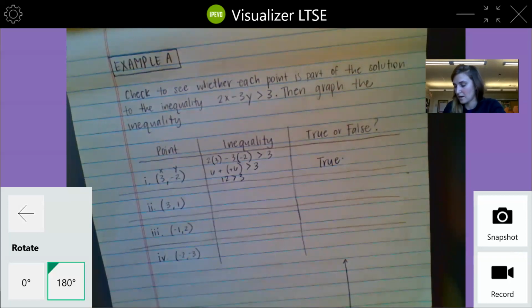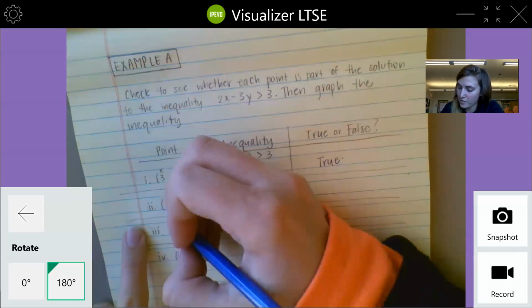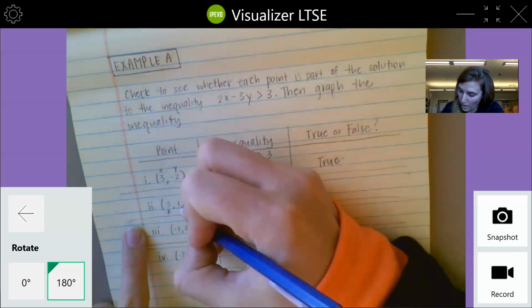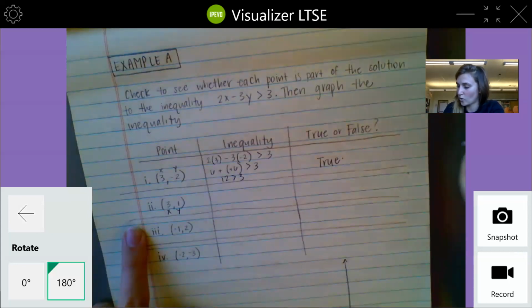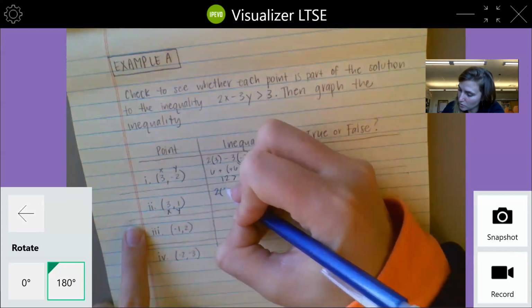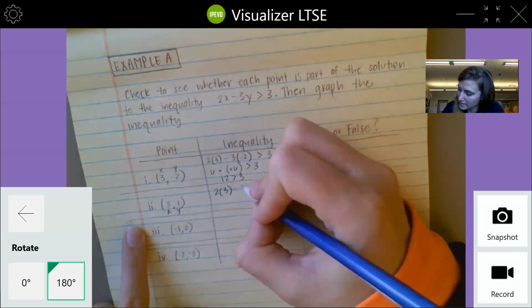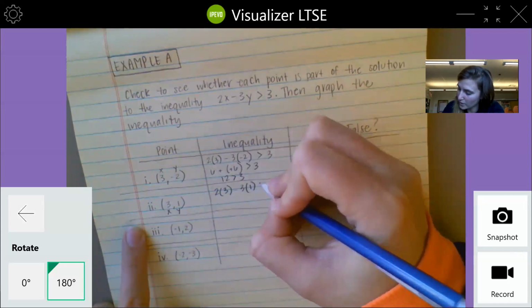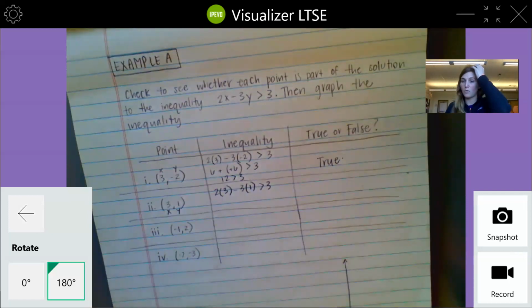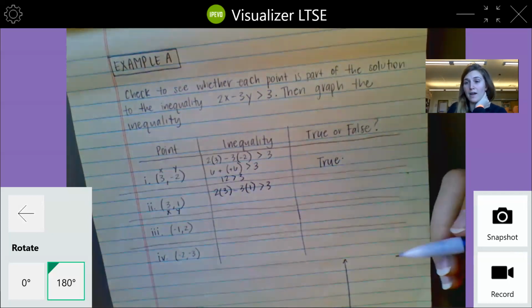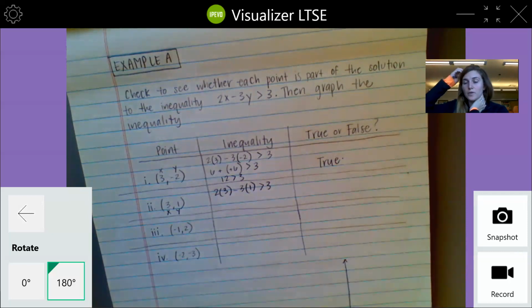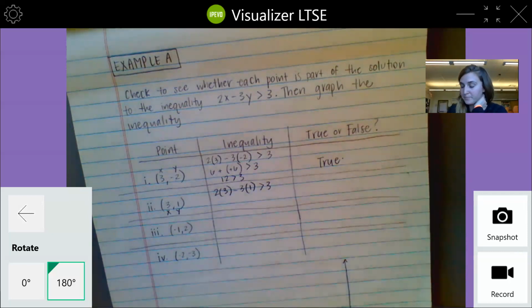Now the next one, I'm going to plug in 3 for x and 1 for y. So I get 2 times 3 minus 3 times 1 greater than 3. I want you to pause the video and simplify on your own, and then come back when you're done and check your answer.